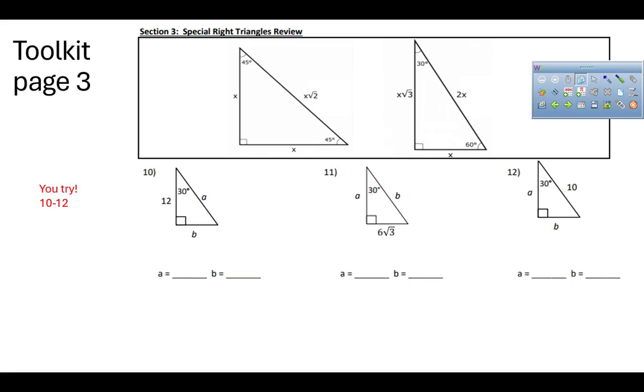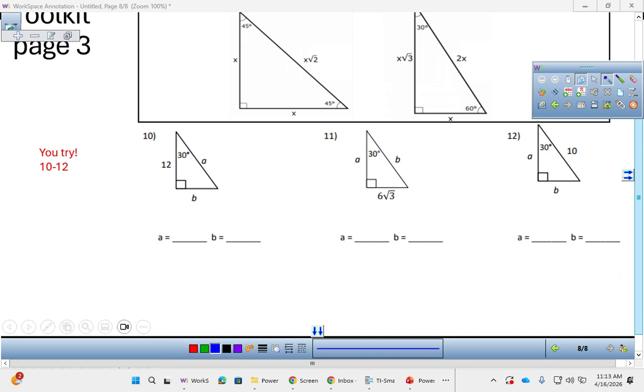Alright, last 3. You guys just do these. As you do them on your paper, I'm just going to fill in the answers up here. Alright, so these are all 30, 60, 90.